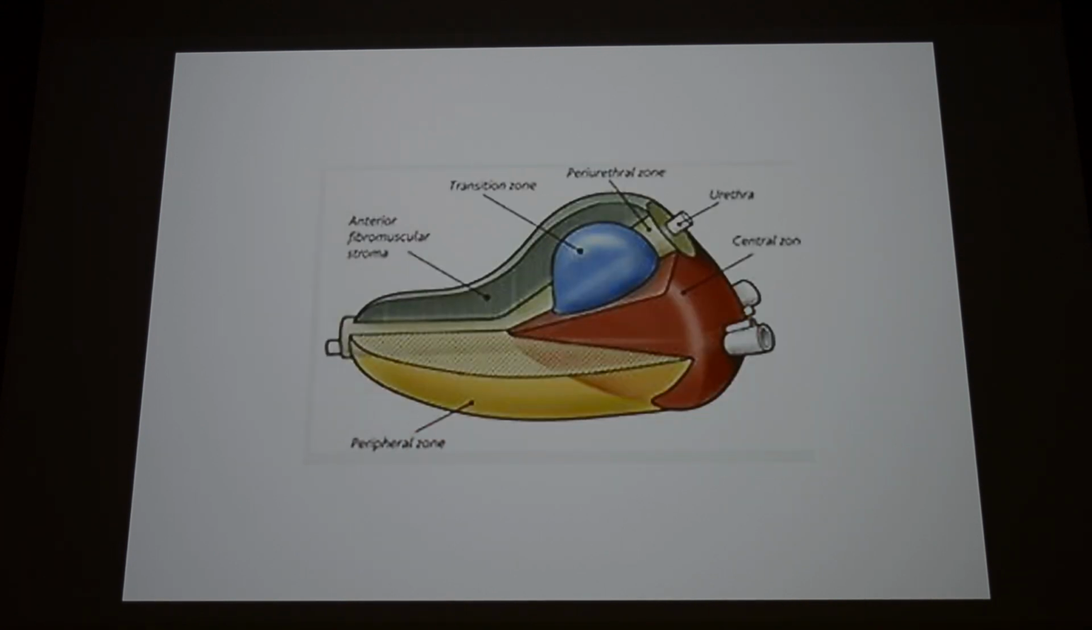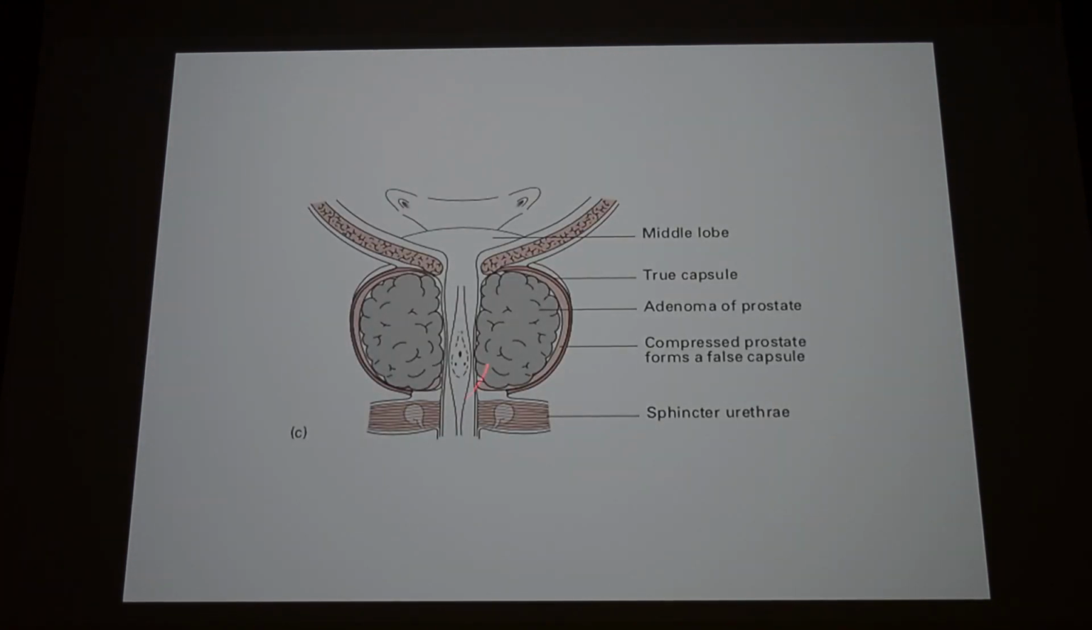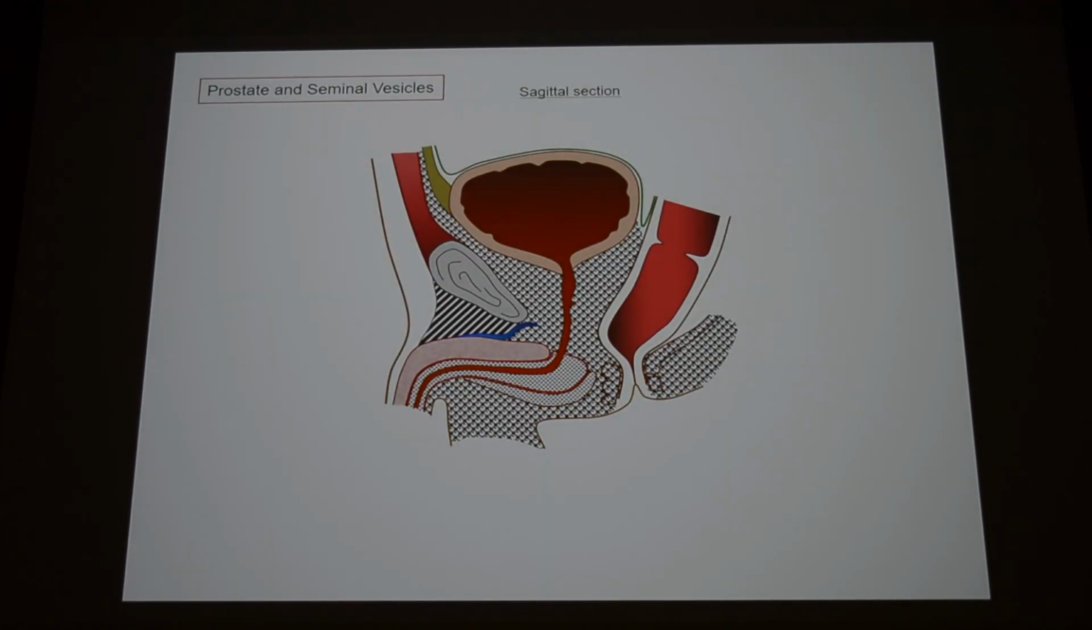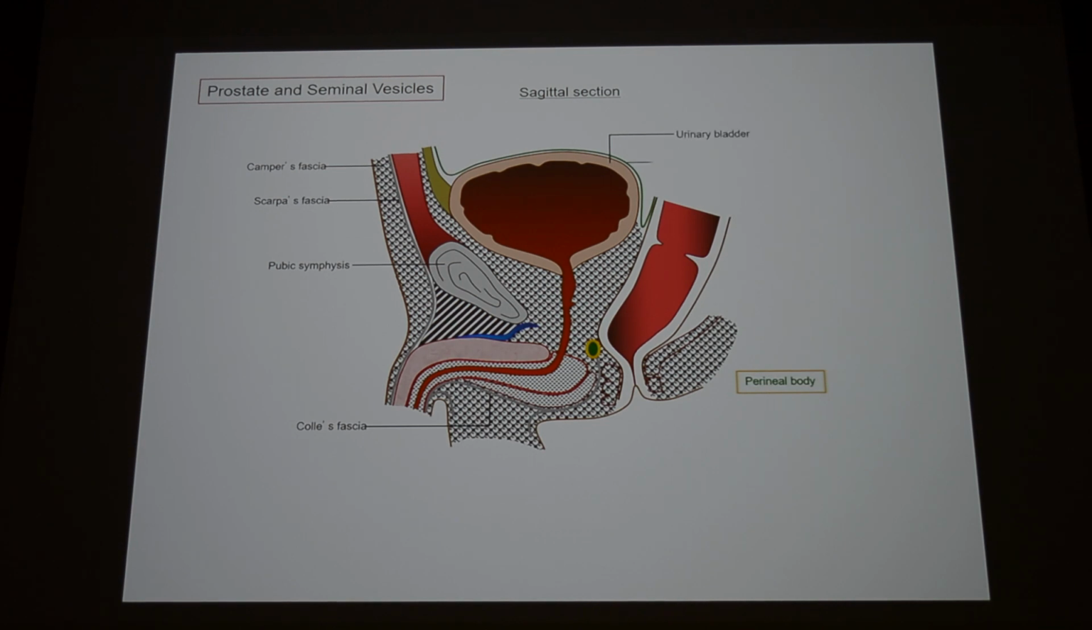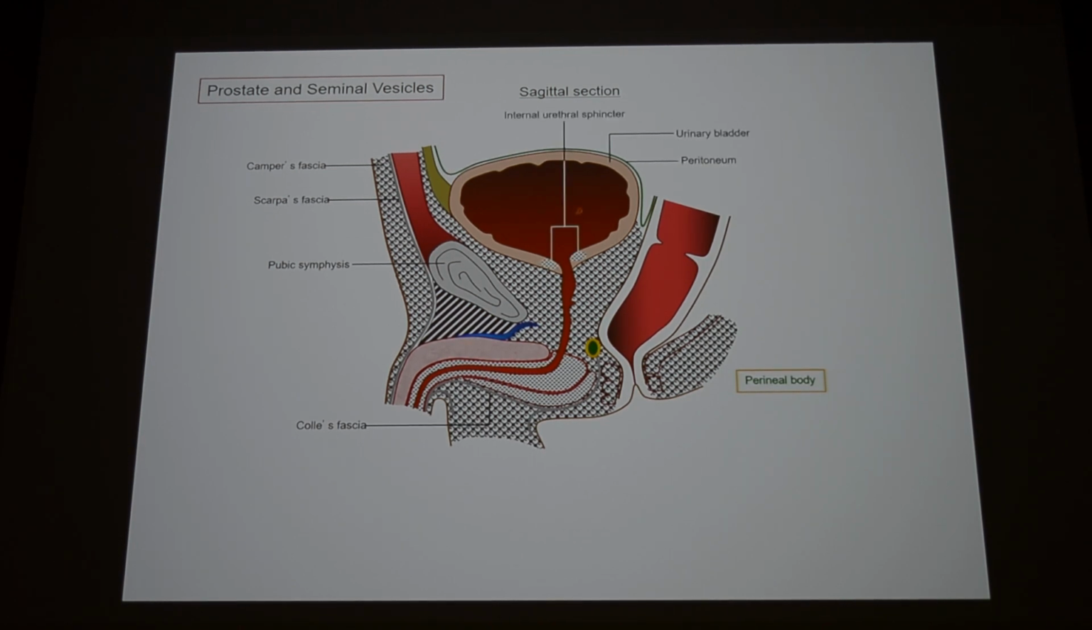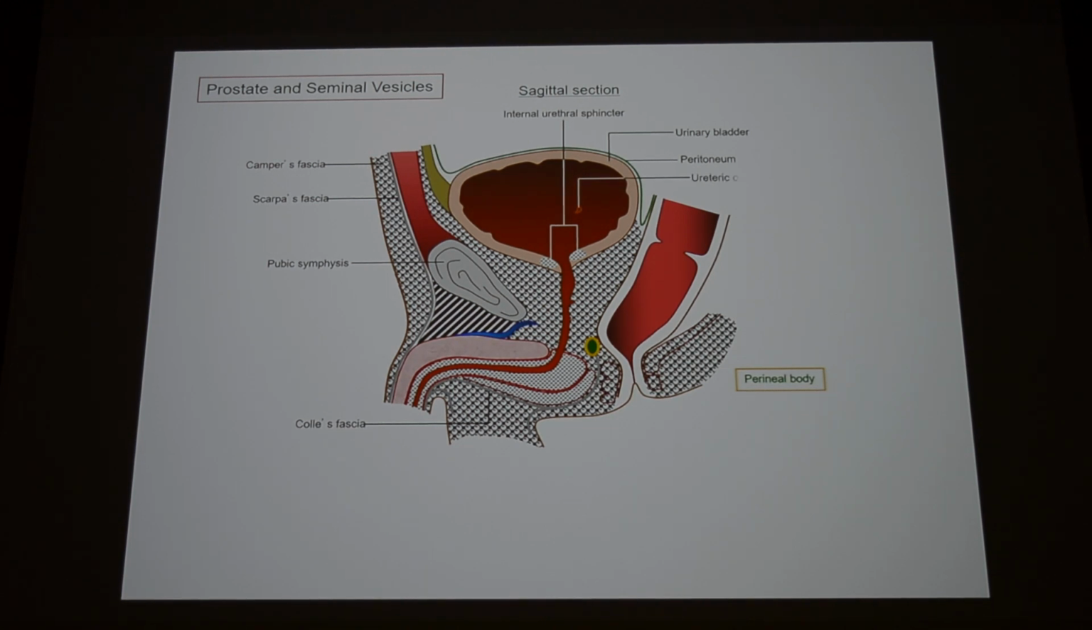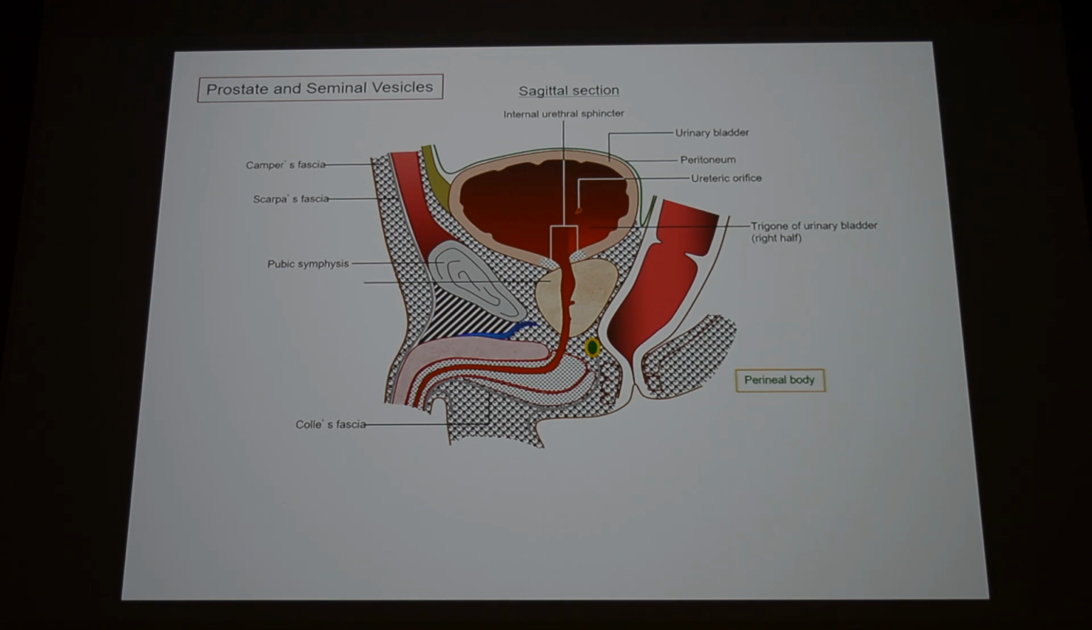Now, same view with different colors. Now this is an enlarged prostate. And now let's see what happens. Prostate and seminal vesicle. We know these structures, we just label them. Let's put prostate here. The internal urethral sphincter is lying here. You can see the sphincter now. Can you see the sphincter? Yes. So now these are the ureteric orifices. Trigone, this is the prostate gland. Are we good with this so far?